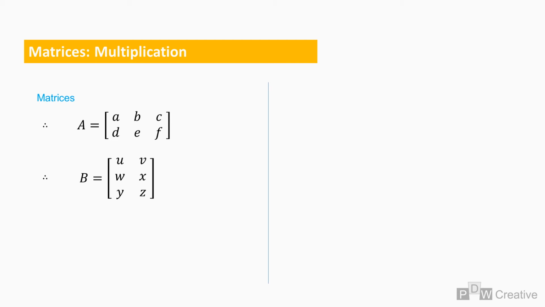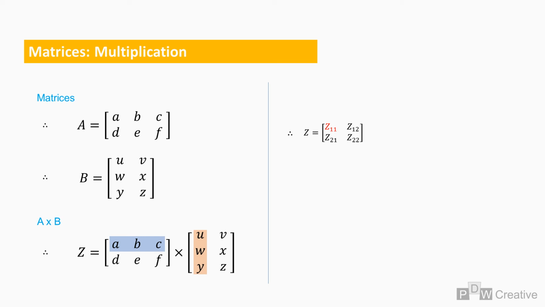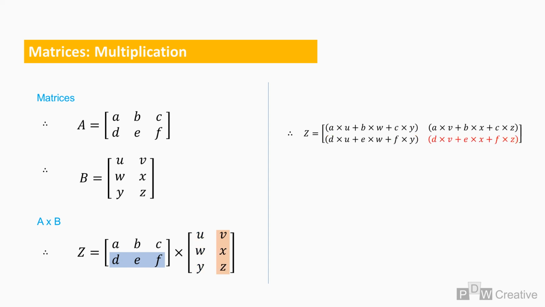Let's try multiplying a 2x3 and 3x2 matrix. So first we write the inputs, matrix A first, followed by B. The resultant Z matrix will be 2x2 as we have 2 rows and 2 columns to work with. For cell Z11, A, B and C are multiplied by U, W and Y. Cells Z12, Z21 and Z22 use corresponding rows and columns.